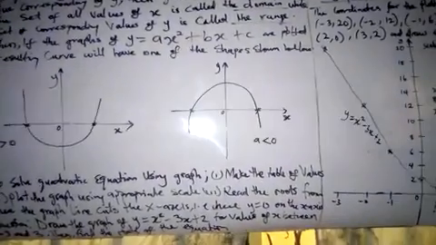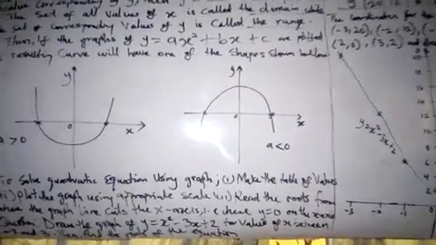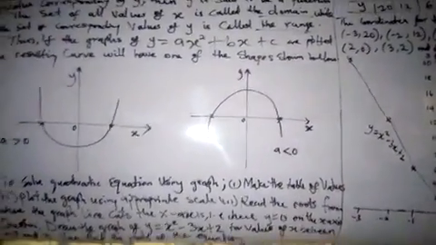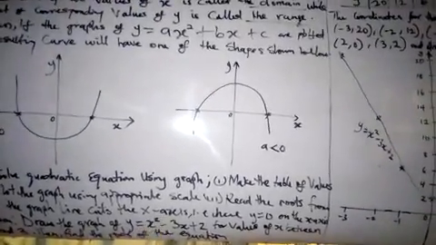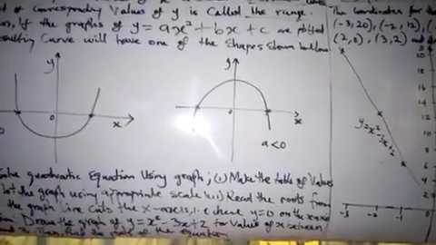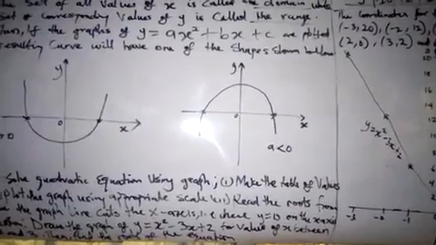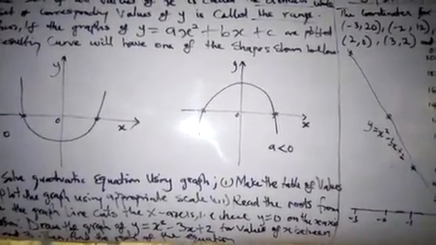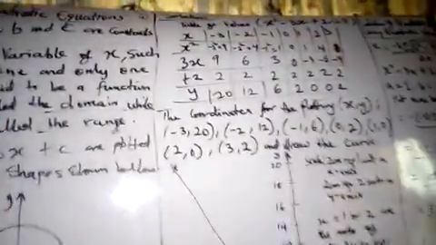Most times it is given like this when a quadratic equation is being solved using a graph. Then also take note that from this equation, y equals x squared minus 3x plus 2, our a here is 1, while our b here is -3, and our c is 2. So let's quickly go to the solution.